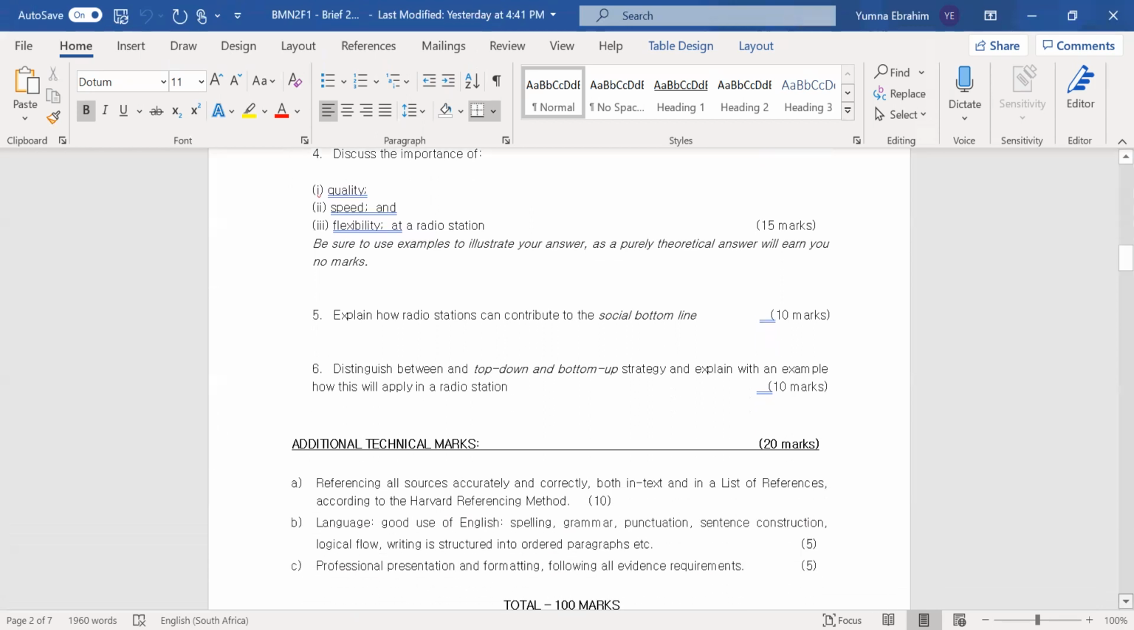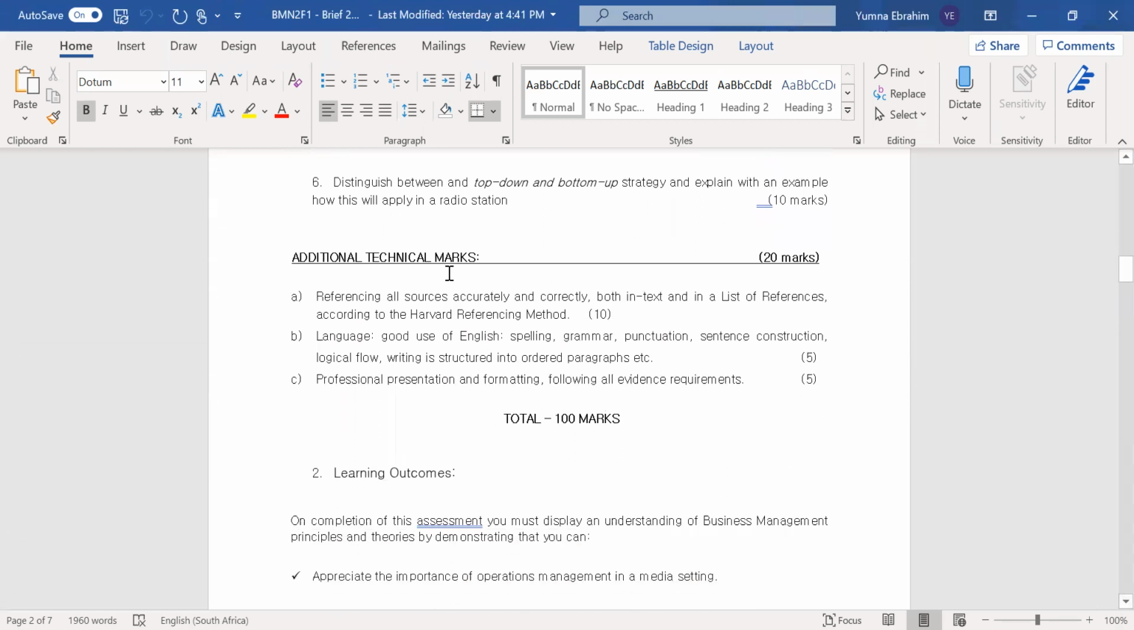And then finally, the technical marks. Now remember, as per recording 1, if you have not in-text referenced and you have not given a reference list, then this falls away entirely, and I minus 50% from your total. Now, what we're talking about here is you have in-text references, you do have references, but there are errors. So then I mark you down here.